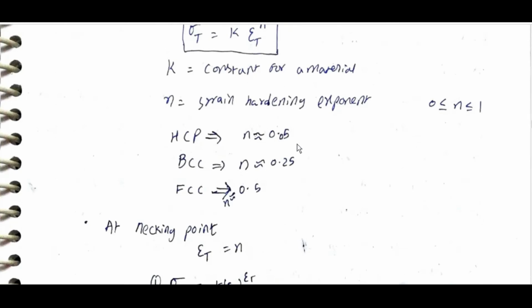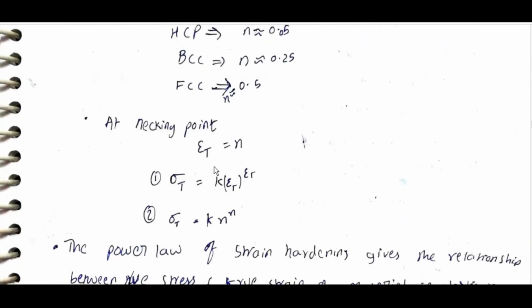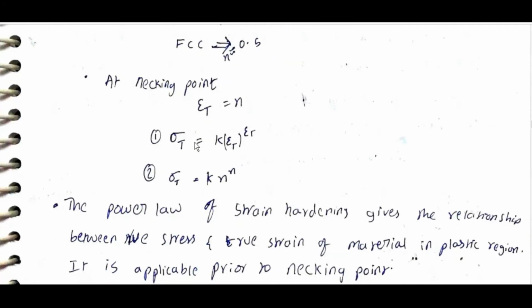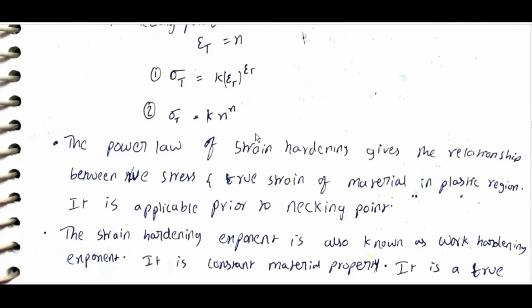For HCP, n is around 0.05. For BCC, n is around 0.25. For FCC, n is around 0.5. At necking, epsilon t is equal to n, so sigma t is equal to k epsilon t whole power epsilon t, which gives sigma t is equal to k n power n.